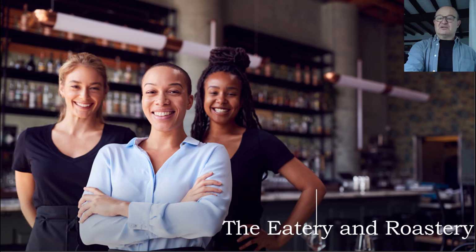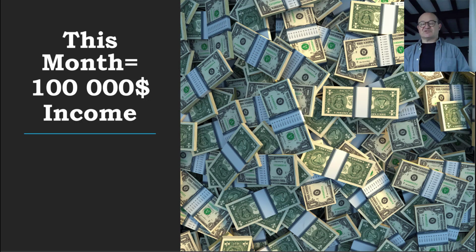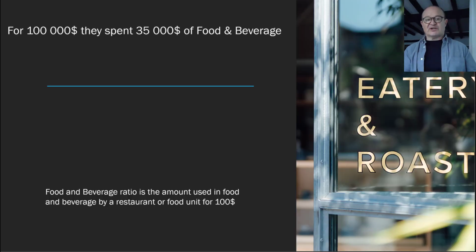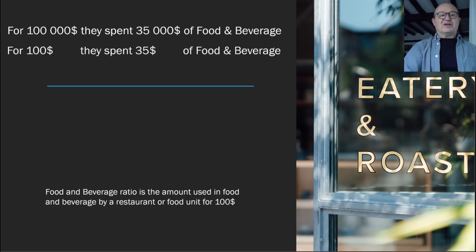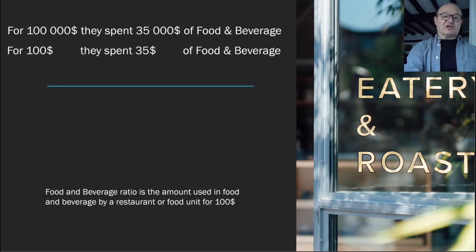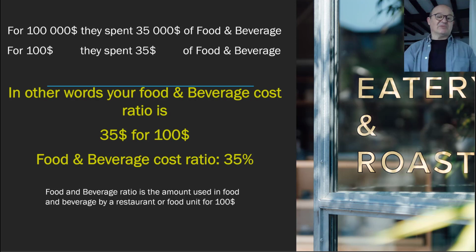We have 3 ladies that own a restaurant, and during 1 month they make $100,000 of income. To serve these people, they have used $35,000 of food and beverage for these $100,000. So that means that for $100,000 they spend $35,000 of food and beverage. Then for $100 they spend $35 of food and beverage. This is a ratio, a report between 100,000, so you make it $100, and the 35,000, that becomes $35. So in this case, of course, we are talking about a food cost of 35%, because it is $35 each time a client pays $100.